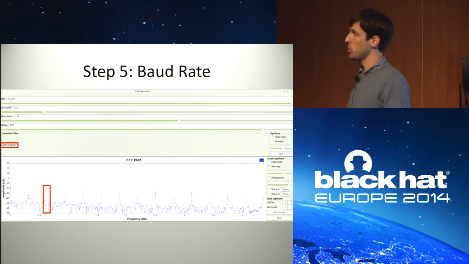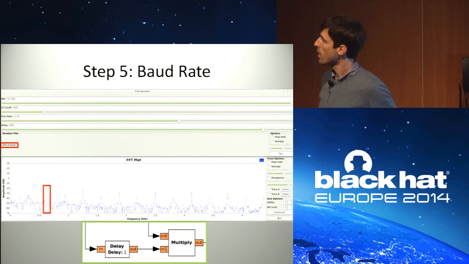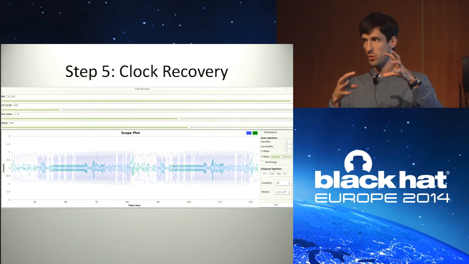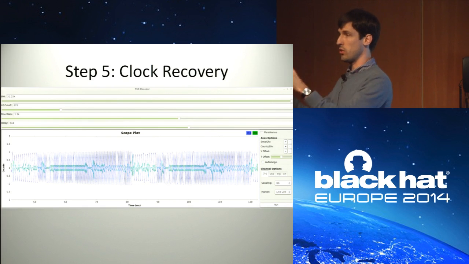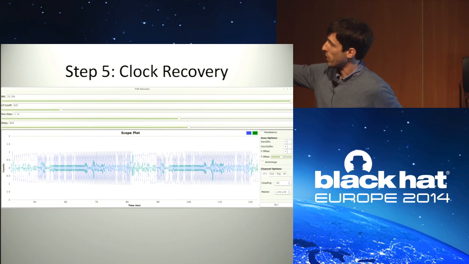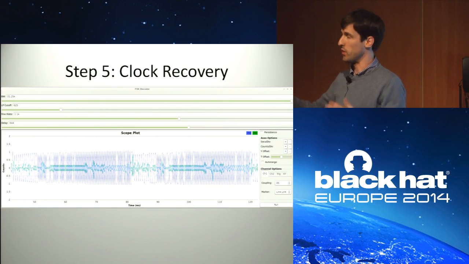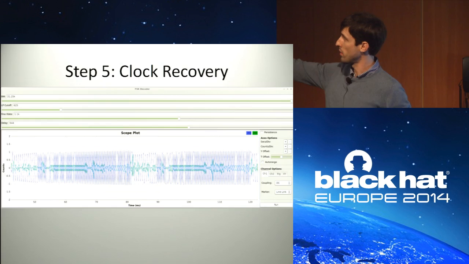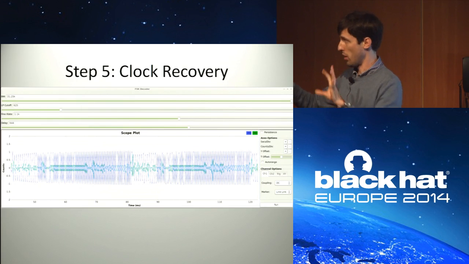So now we know the deviation, we know that it's frequency shift keying, we know how quickly the bits are coming. And then what we can do is clock recovery. This takes our original signal and changes it into raw ones and zeros. And you can see them here. This is actually deviating between 1 and negative 1, and we can slice this. So anything above the 0 line, the center line, we'll call a 1, anything below it, we'll call a 0 bit.